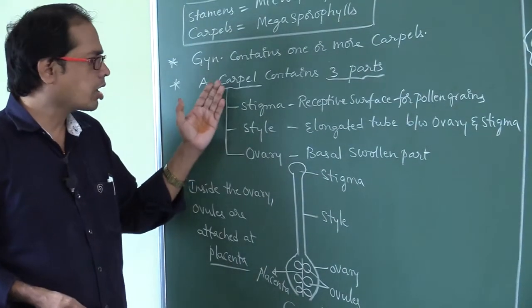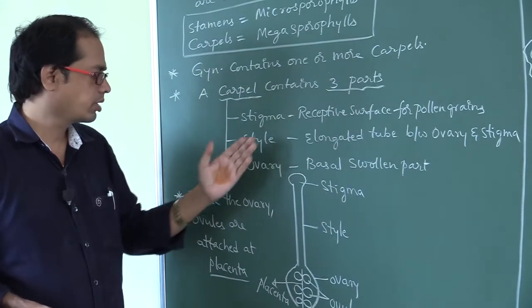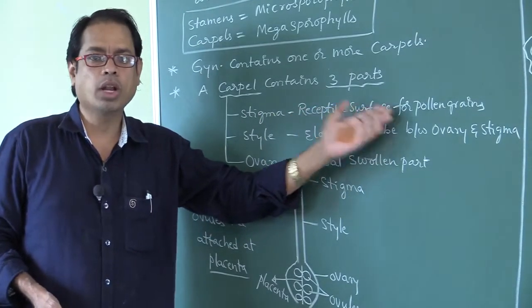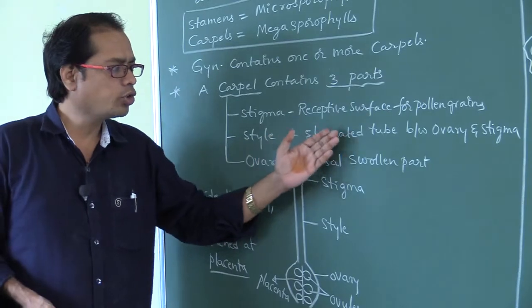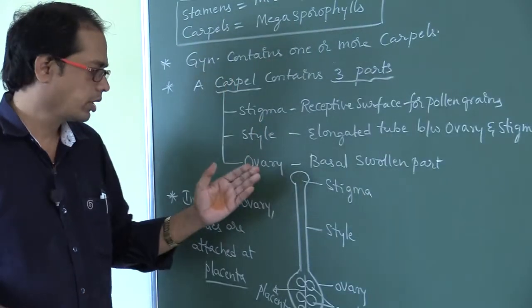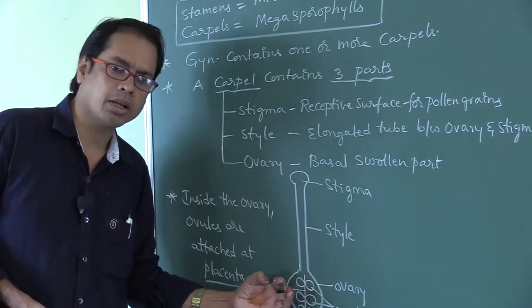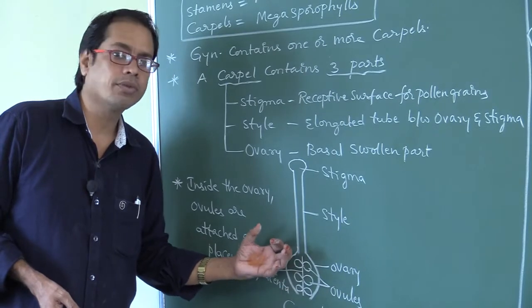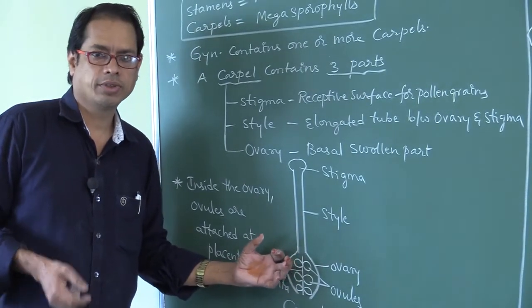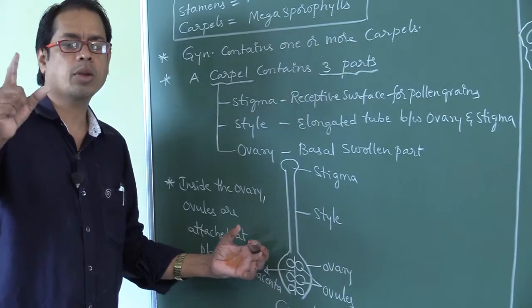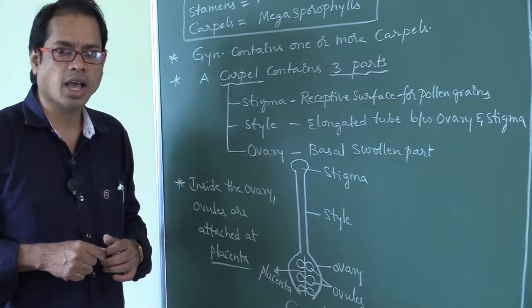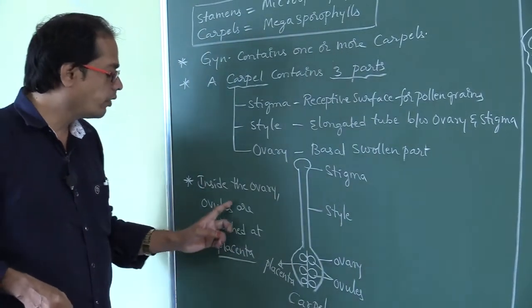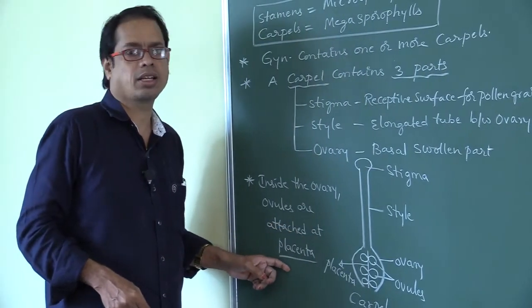So, a carpel contains how many parts? 3 parts. Stigma, the receptive surface for pollen grains. Style, the elongated tube between ovary and stigma. Ovary, the basal swollen part of the carpel. Inside the ovary, ovules are present, attached on the placenta.